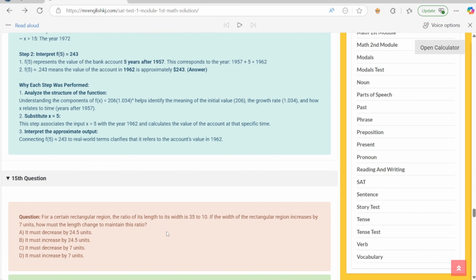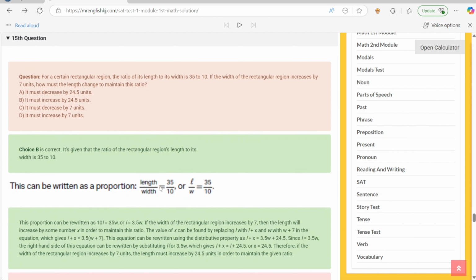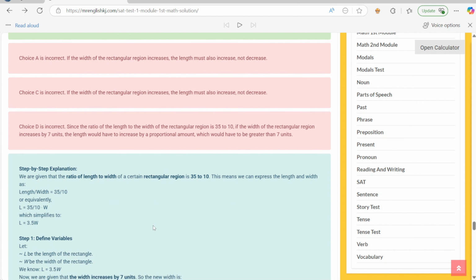Last one. For a certain rectangular region, the ratio of its length to its width is 35 to 10. If the width of the rectangular region is increased by 7 units, how much does the length change to maintain this ratio? So we need to know the change in the length. Explanation is there. Let's do this one step by step.